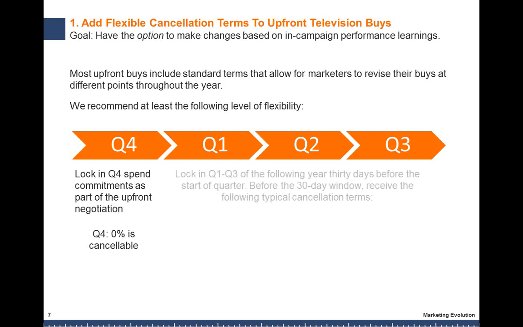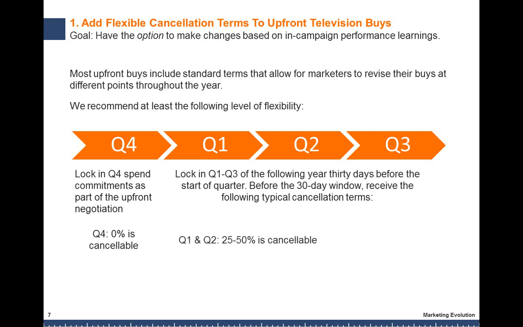Where there is a lot of flexibility is in the following 3 quarters. And the typical terms is a 30-day window, essentially, that you need to make the changes before the last 30 days of the quarter, with the following cancellation terms. From Q1 and Q2 of the following year, we have found the best case, most flexible marketers to be able to cancel between 25 and 50% of the original contract in those 2 quarters. And in the following quarter, Q3, that 50% should be cancelable.